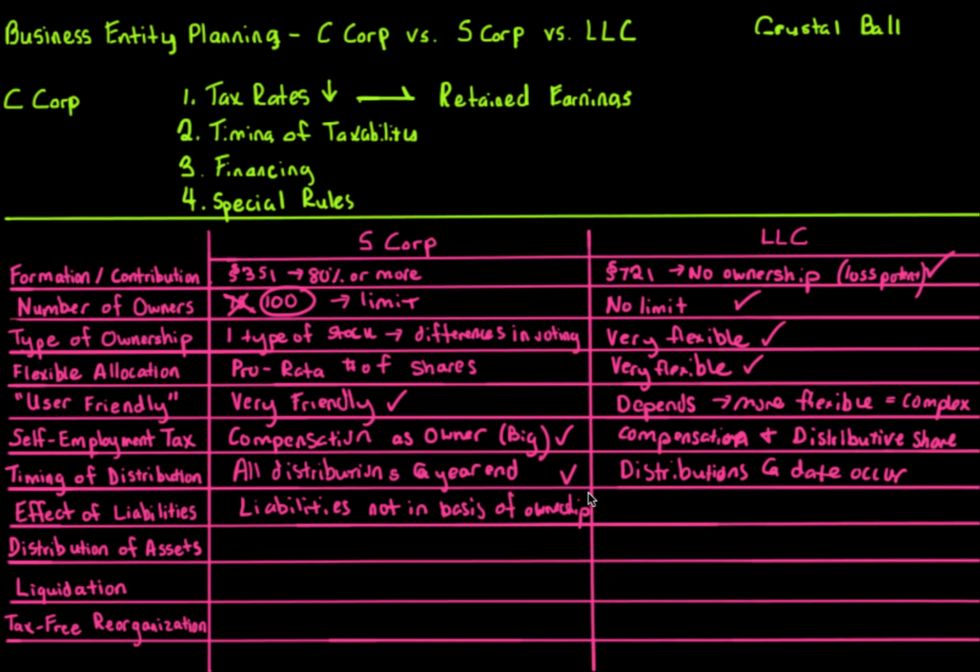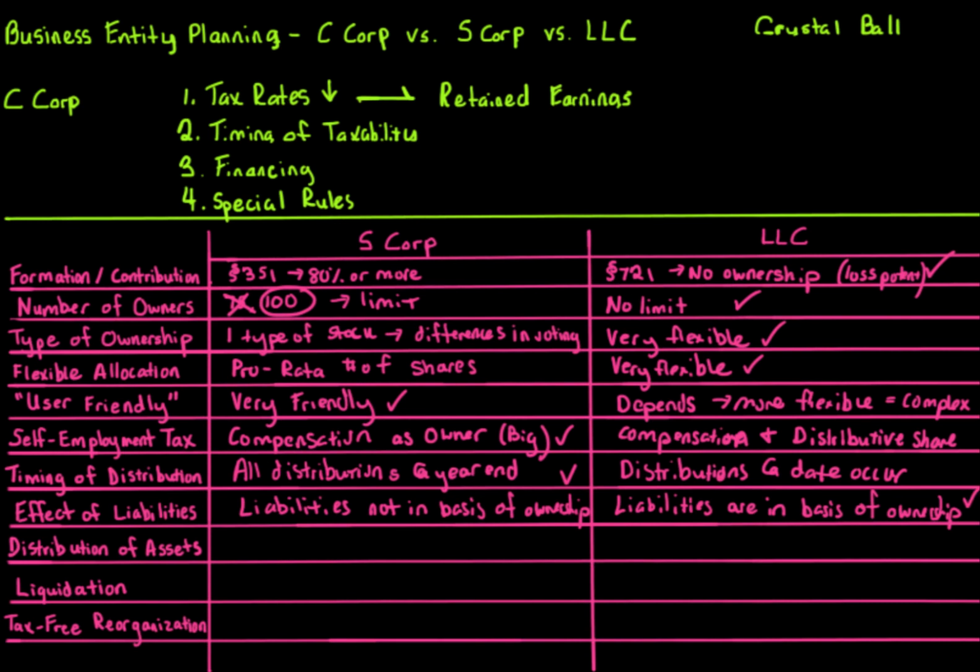In an LLC, though, liabilities are allocated a certain way based on economic risk of loss, and liabilities do go in the basis of ownership. This is huge. This is another big reason, a big idea here. Self-employment, effective liabilities. This is obvious that the LLC is going to create the advantage.